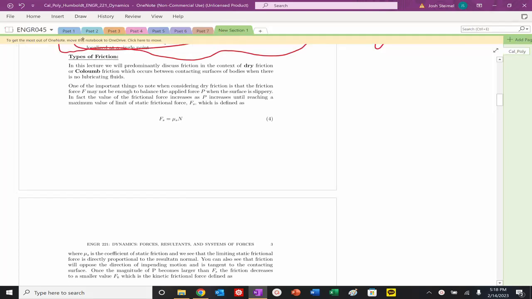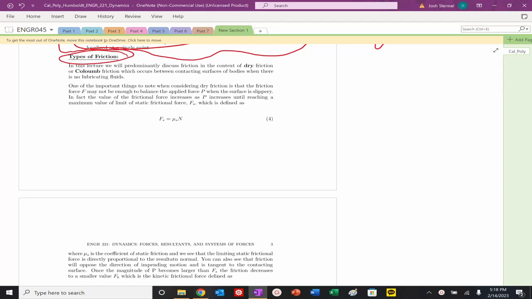So what we are going to focus on, and a lot of these will be looking at forces, resolving forces, resultants, and systems of forces. But in these particular statics problems, one of the common threads and the things that we are going to take into account and focus on in this particular part of the lecture is friction.